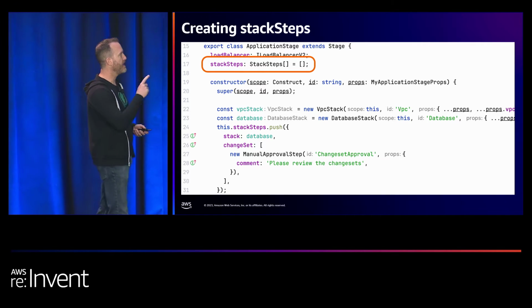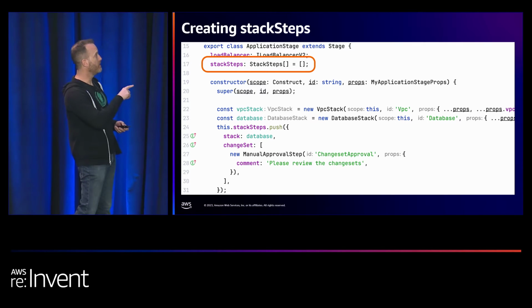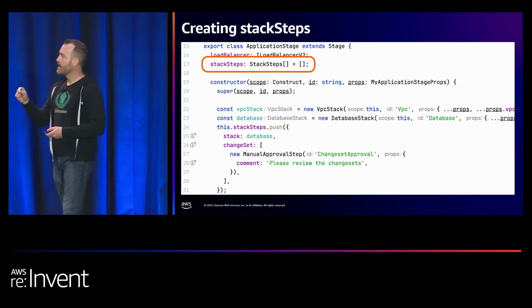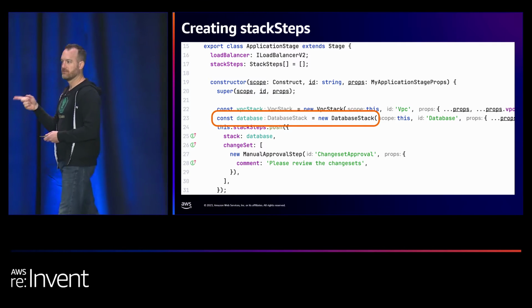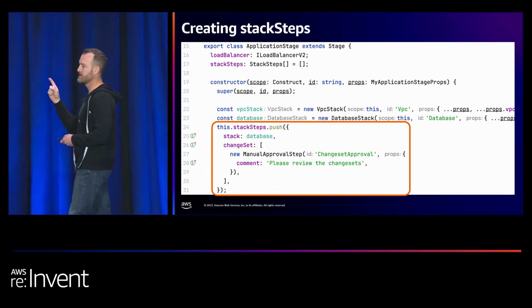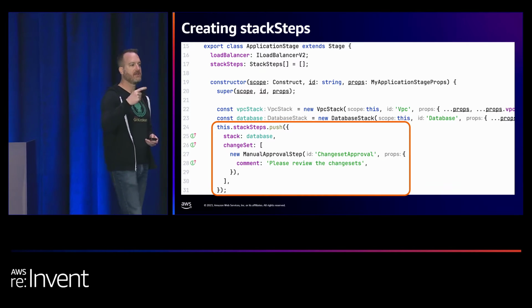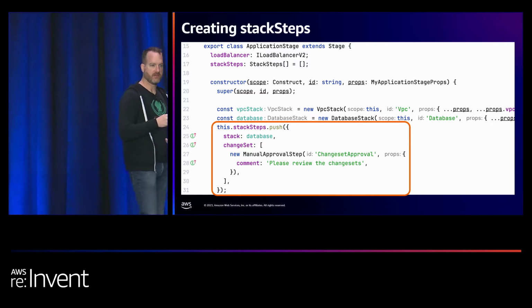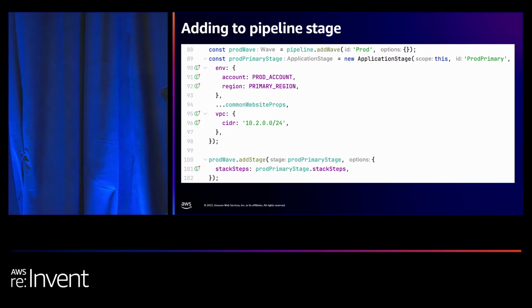And it's going to start by adding in here this public property on my application stage called stack steps. And then I'm going to go ahead and identify the stack that I want to be paranoid about, in this case, my database stack. And then I'm going to go ahead and add a new object to that stack steps array that says, for the database stack only, add in a manual change approval process, so that when the pipeline runs, I can go ahead and check things out.